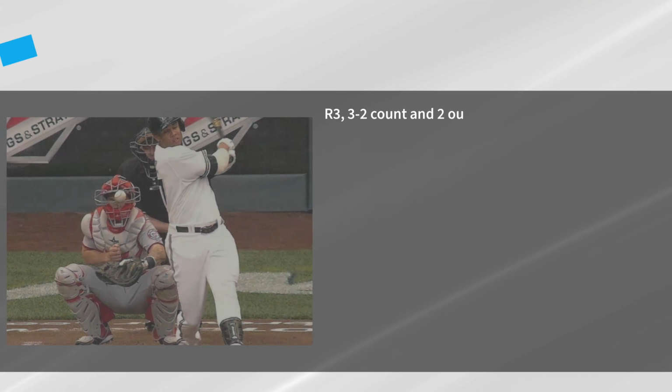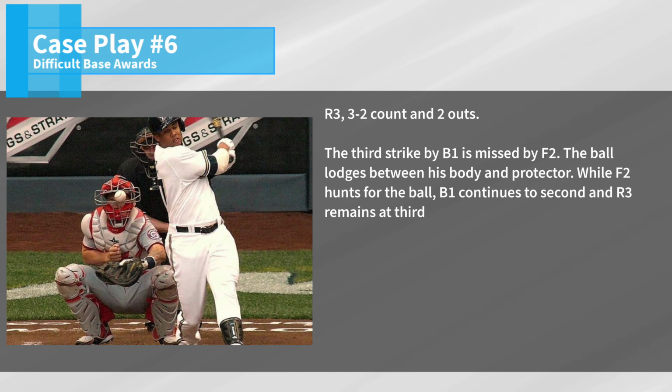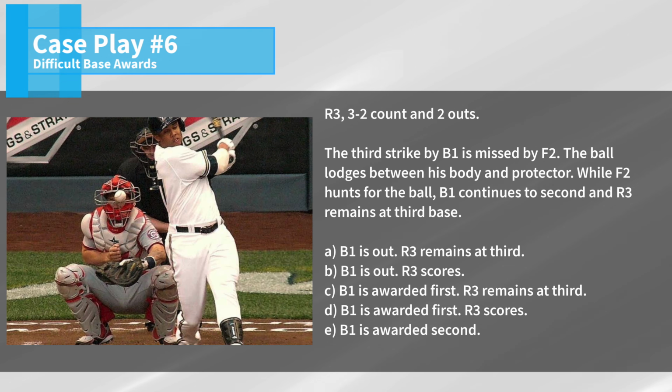Case play number 6. R3, 3-2 count, and 2 outs. The third strike by B1 is missed by F2. The ball lodges between his body and protector. While F2 hunts for the ball, B1 continues to second, and R3 remains at third base.